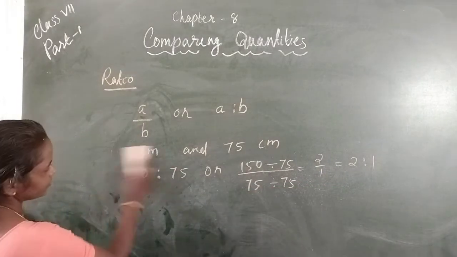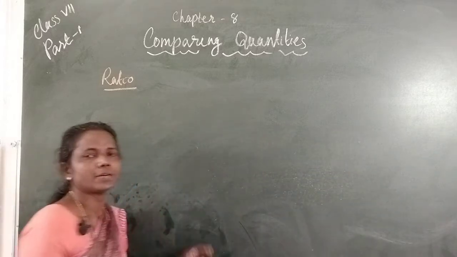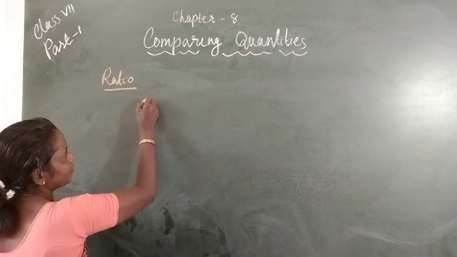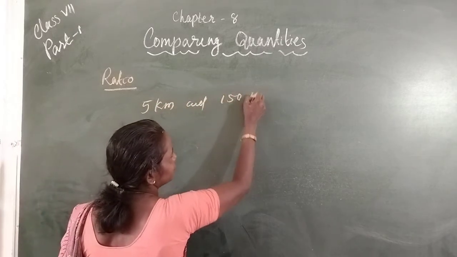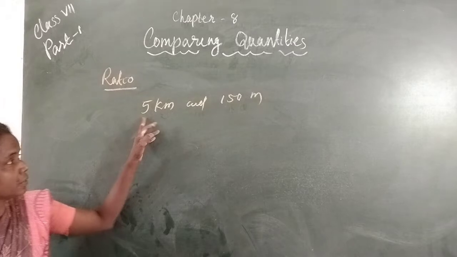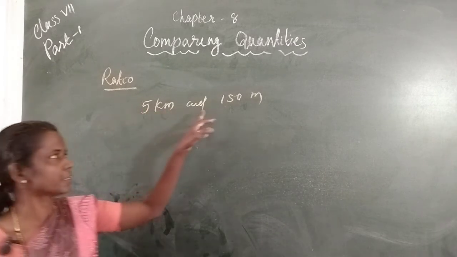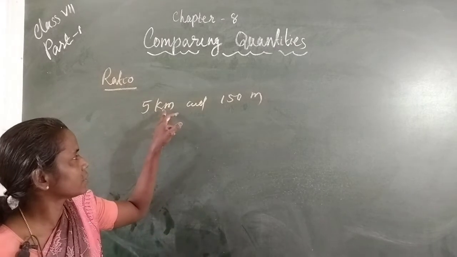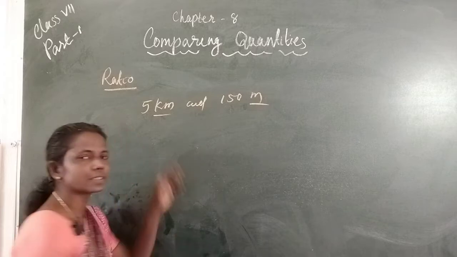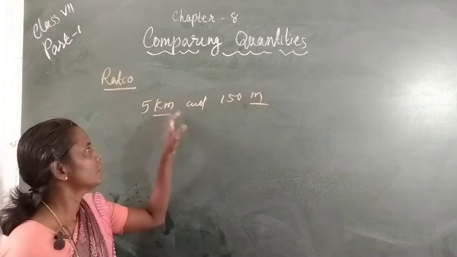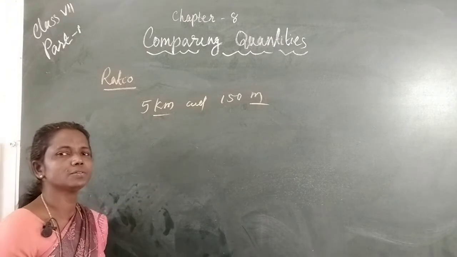Then find out the ratio of 5 kilometer and 150 meter. Look, here two numbers are given. When we write its ratio, first we look at its unit. Here look, what is the unit? One is kilometer and the other is meter. So first, the different units must be converted into the same unit.